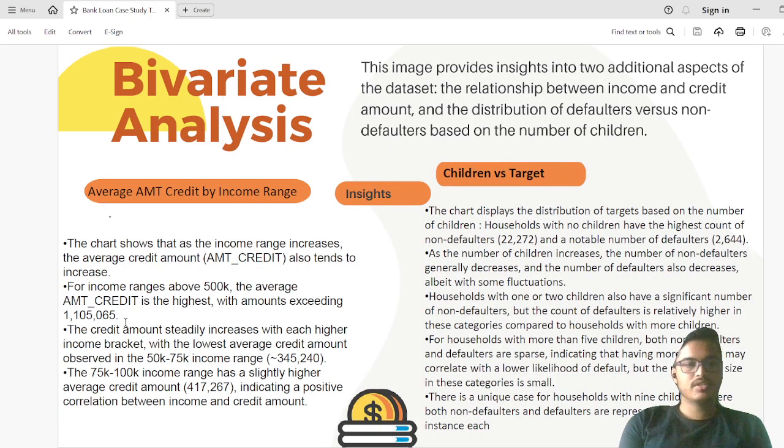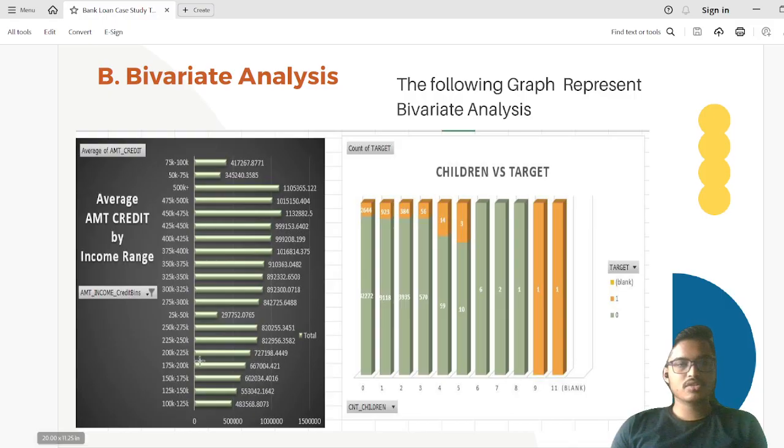The 75,000 to 1 lakh income range has a slightly higher average credit amount, that is 4 lakh 70,000, indicating a positive correlation between the income and the credit amount. So this is showing a strong correlation: when the income range increases, the credit range is also increasing.